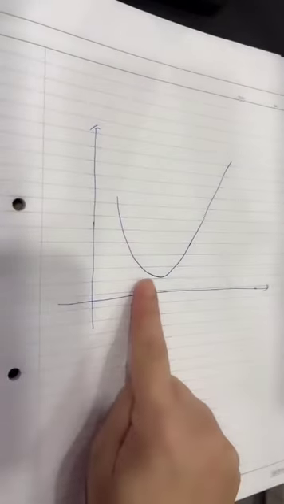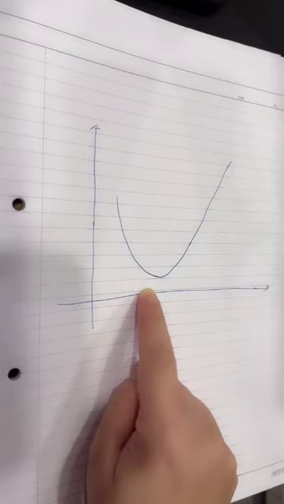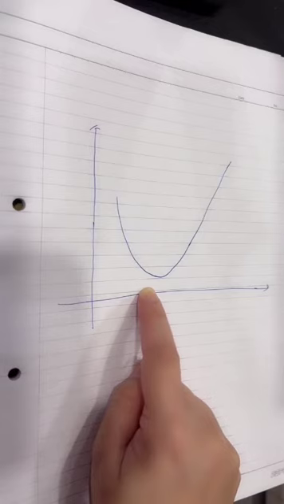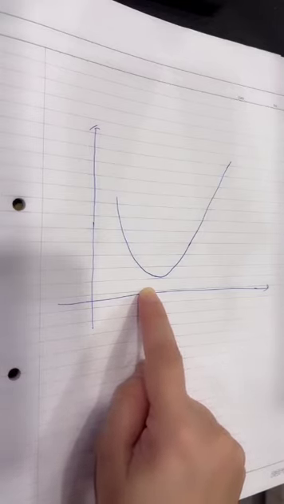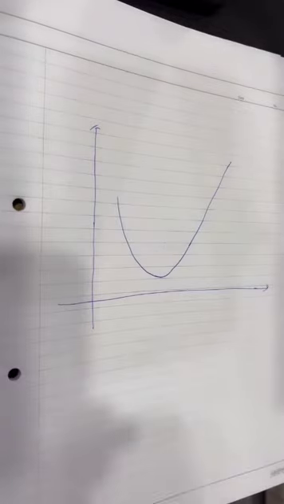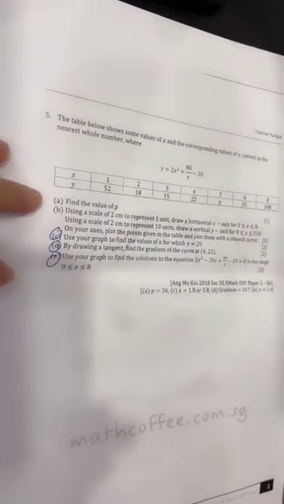So the graph will look something like that. It's not a quadratic graph, because there's an x to the power of -1 on the second term. So don't be shocked about why it's not the usual quadratic graph. You understand? Okay, so let's take a look at part C.